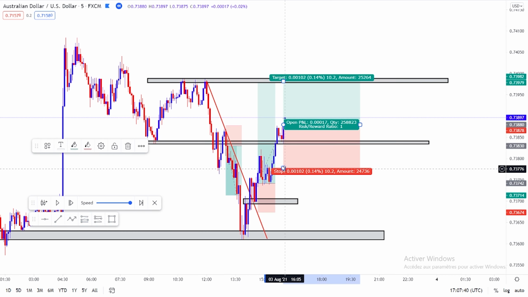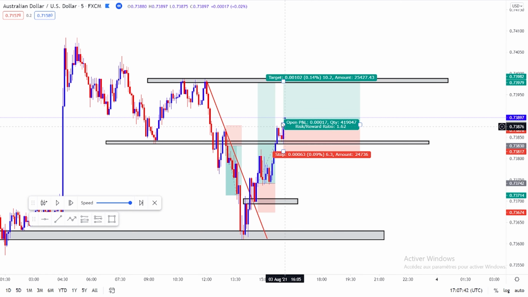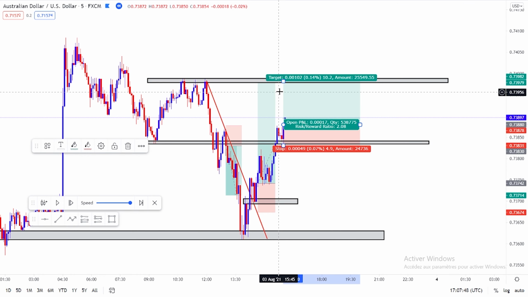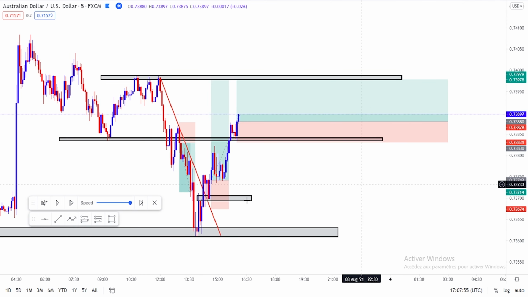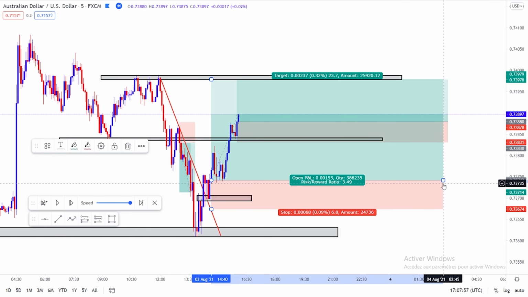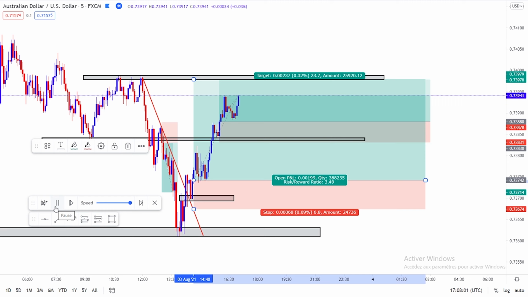My entry would be here at the end of this bullish engulfing candle. My stop loss should be below any last weak low here, and my take profit should be at the same target here, because this place contains a lot of sellers. So hopefully this is a 1 to 2 risk to reward ratio. Let's hope that these two trades will be on the winning side, and let's hope for the best.